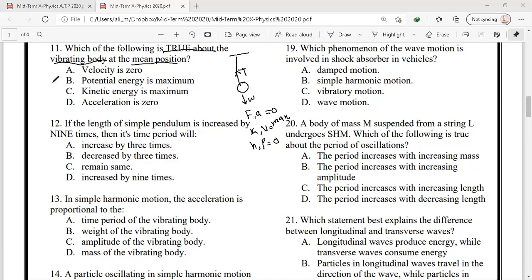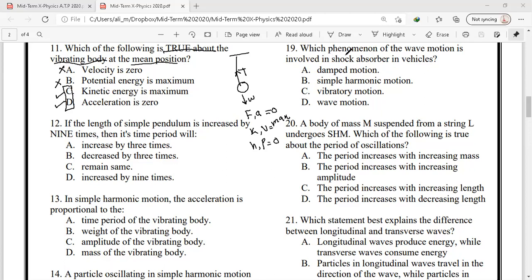So in this question, velocity is not zero at mean position, and potential energy is not maximum at this position. So we have two options that are correct in this question, that are kinetic energy is maximum and acceleration is zero. So unfortunately, both options C and D are correct in this question number 11.